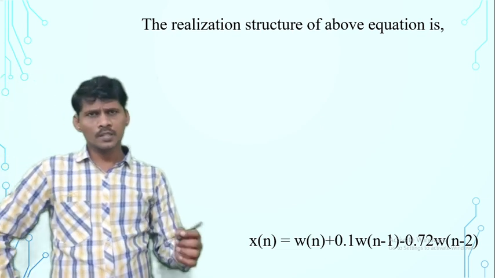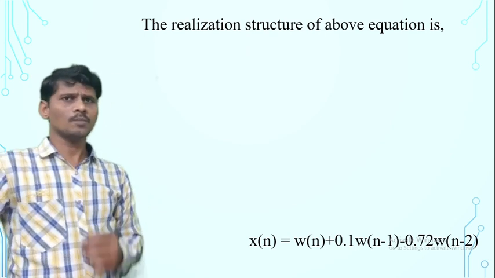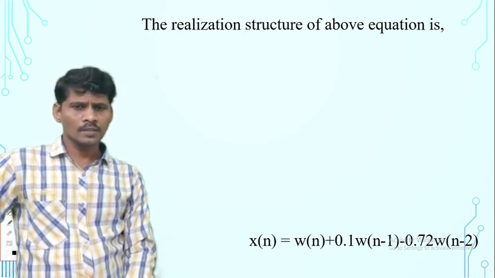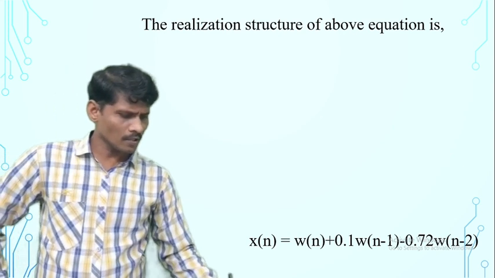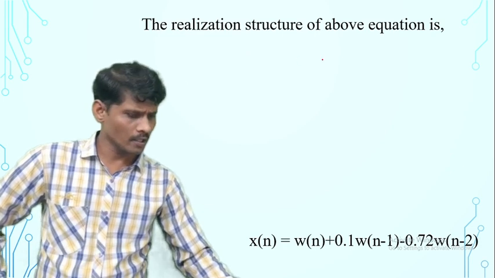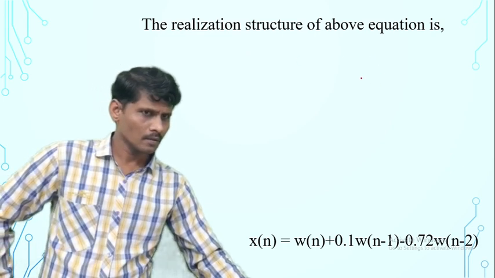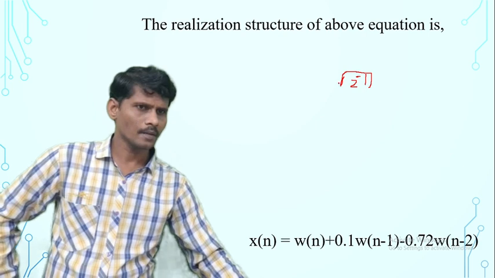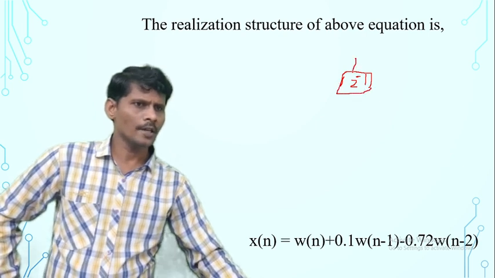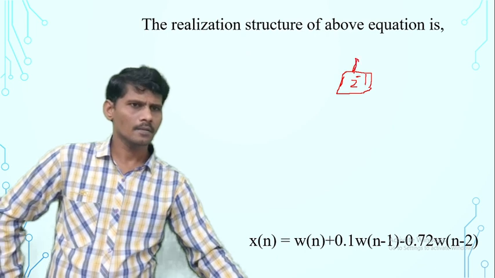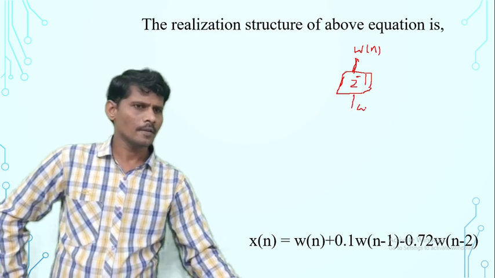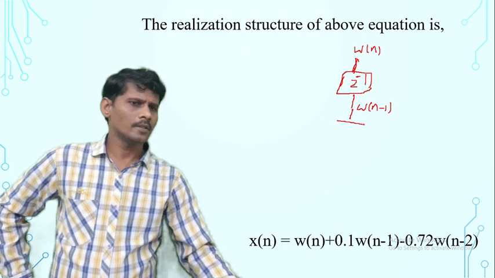What is the input of this difference equation? X of n is the input to the system. And what is the output? W of n is the output of the structure. First, draw the delay elements. There are 2 delay elements, z power minus 1, and the input to this delay element is w of n, and the output of this delay element is w of n minus 1, and the other delay element gives w of n minus 2.